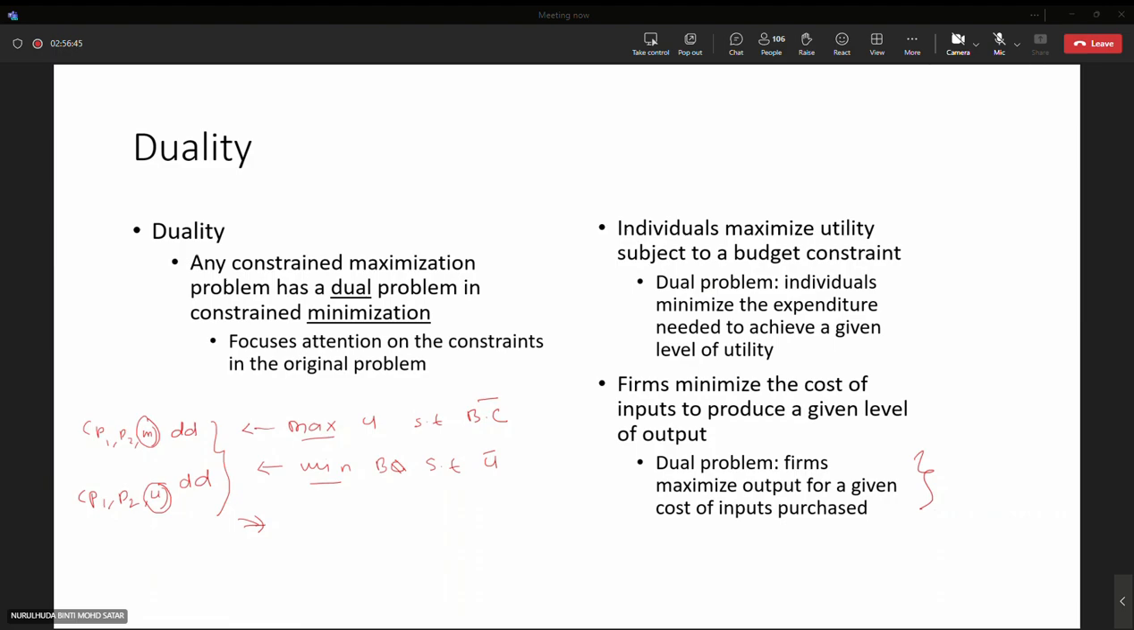This is what I found last time a bit confusing for the students: when to use a constraint and when to not use a constraint. It's actually a constrained optimization, but because we can substitute the constraint into the objective function, it simply becomes an unconstrained optimization.